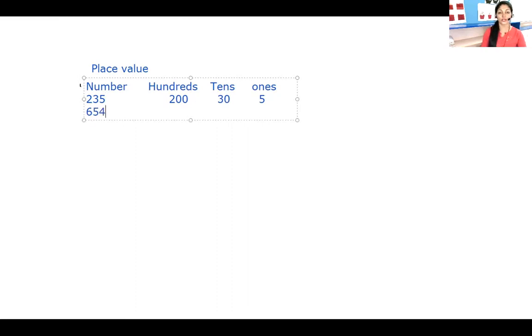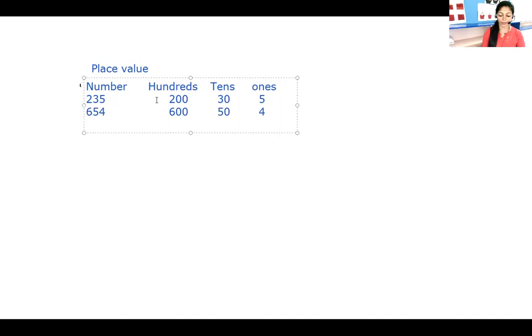654. So the number is 654. So in hundreds place, what will I write? You have to write the place value. Okay, which place does it belong to? It belongs to hundreds place. So 6 in the hundreds place will make 600. Okay, so I'm going to write 600. And then we have number 5, that is 54. In the tens place it is 50, and in the ones place it is 4. Is it clear? Shall we do another one?